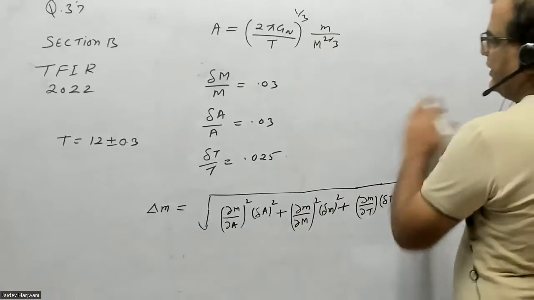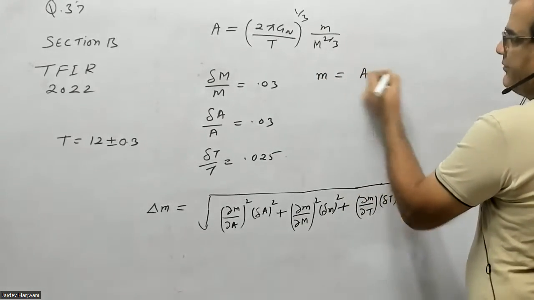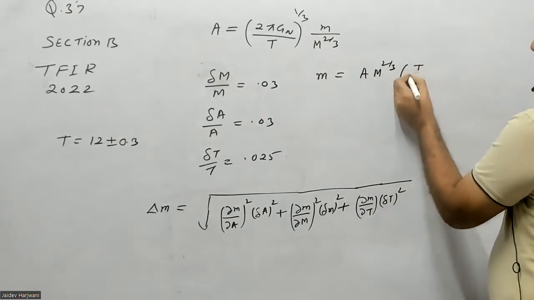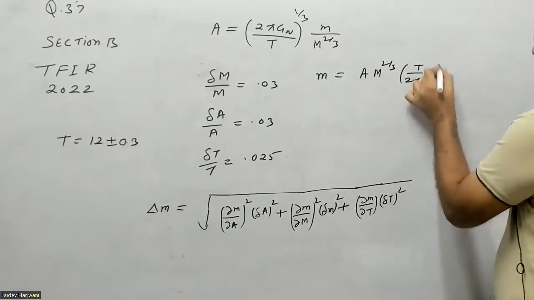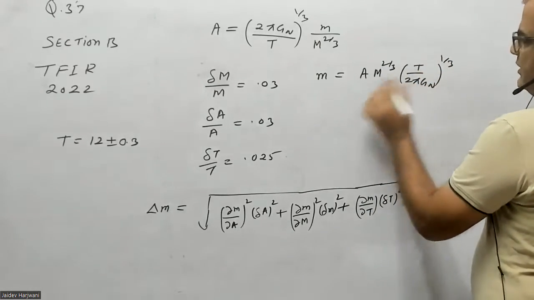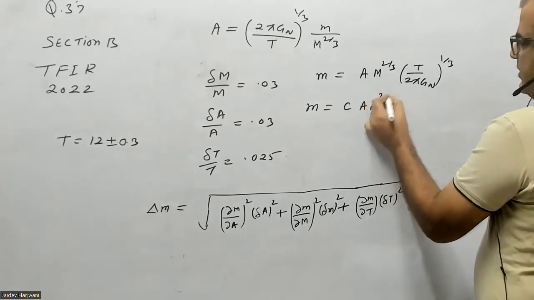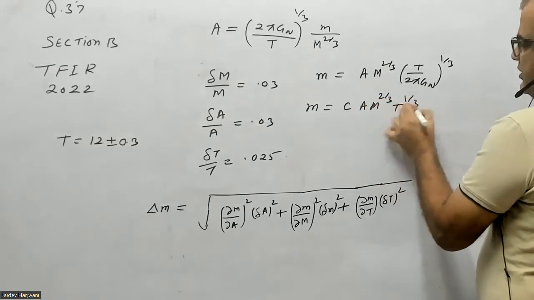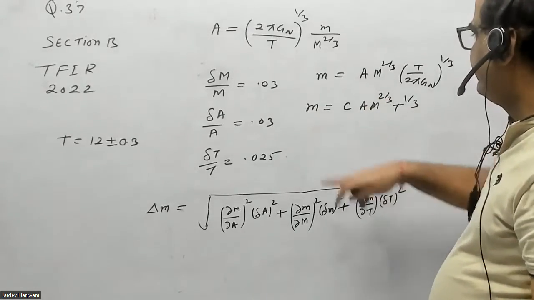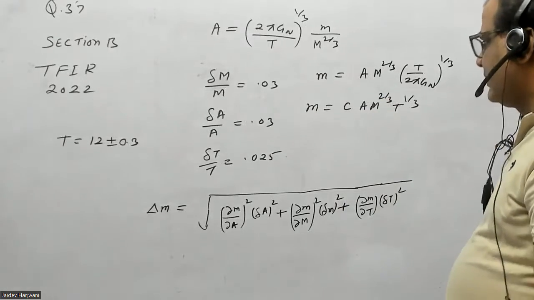So here let us calculate. Your m can be given as A M to the power 2/3, and this is T divided by 2 pi G, to the power 1/3. Now this I can consider just as a constant C. So I can also write m as constant C times A M^(2/3) T^(1/3). So obviously now your m depends on A, capital M, and temperature T.